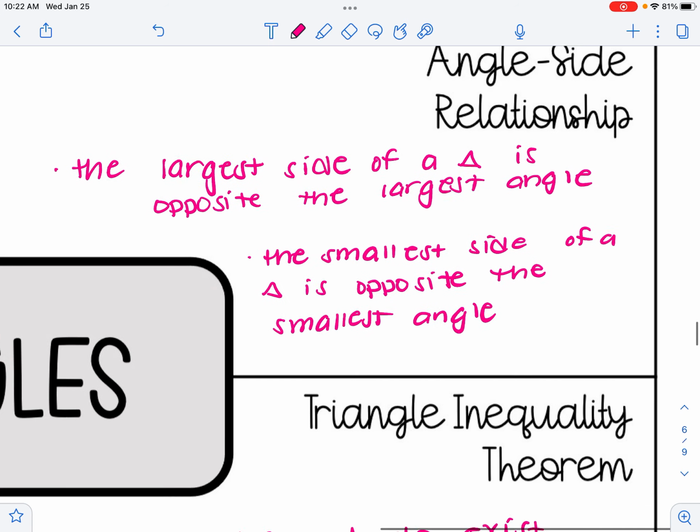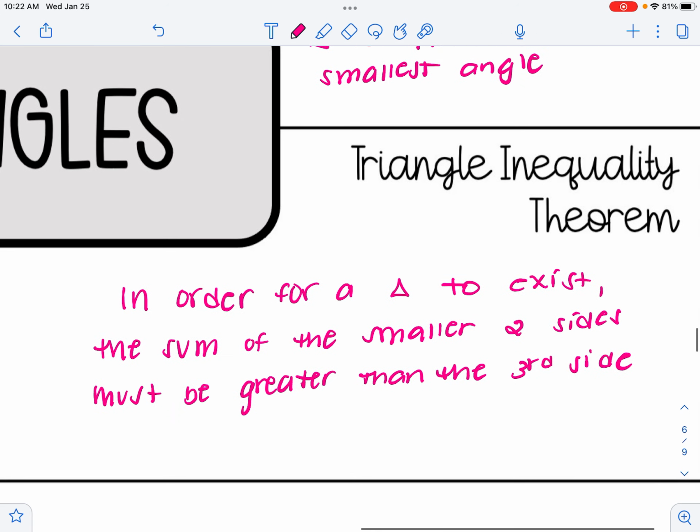And finally, the fourth fact we're going to work with today is the triangle inequality theorem. This basically says that in order for a triangle to exist, the sum of the smaller two sides must be greater than the third side. So we cannot always take three side lengths and put them together to form a triangle.